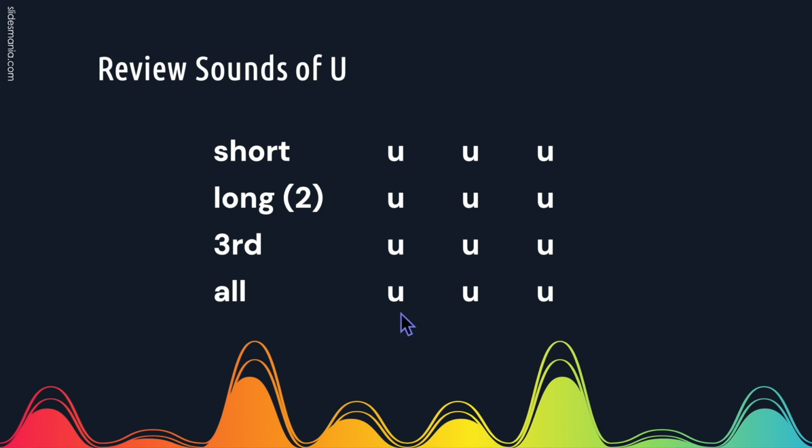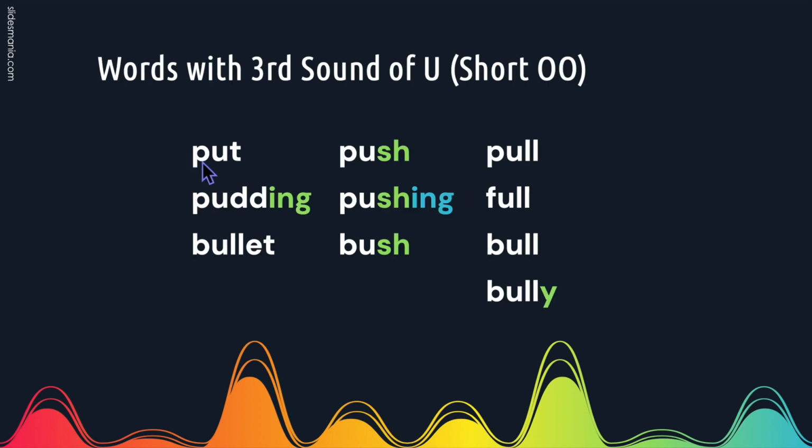So let's practice all four of those sounds. This third sound of U is also called the short O sound. Here are some words that use the sound. Put. SH says sh. Push. Pull. You can even add suffixes. Pudding, pushing, full, bullet, bush, bull, bully.